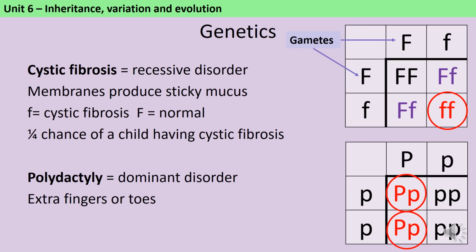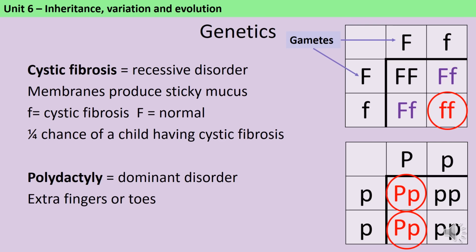The letters at the top and down the left-hand side show you the alleles that are carried in their gametes. And then in the 4 squares, we show the genotypes of the offspring. You can see that we've just taken the alleles from the gametes and matched them up. In this instance, because cystic fibrosis is a recessive disorder, it's only the offspring who has 2 recessive alleles who inherits the disorder. So between these 2 heterozygous parents, there is a 1 in 4 chance that they have a baby with cystic fibrosis.